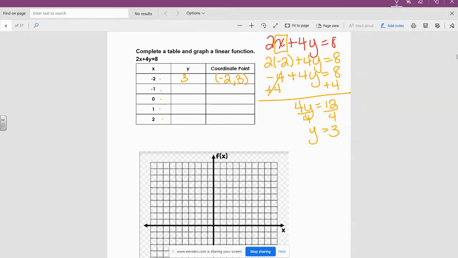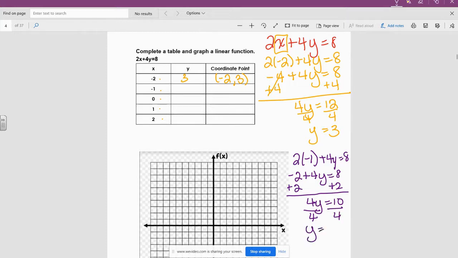Okay, next one. This time I'm going to plug in -1 for x. So 2 times -1 plus 4y equals 8. So 2 times -1 is -2 plus 4y equals 8. To get rid of -2, notice we keep doing the same steps here, just different numbers, we're going to add 2. So 4y equals 10. We're going to divide by 4 on both sides. y equals 2.5. So when x was -1, y was positive 2.5. So my point is -1, comma, 2.5.